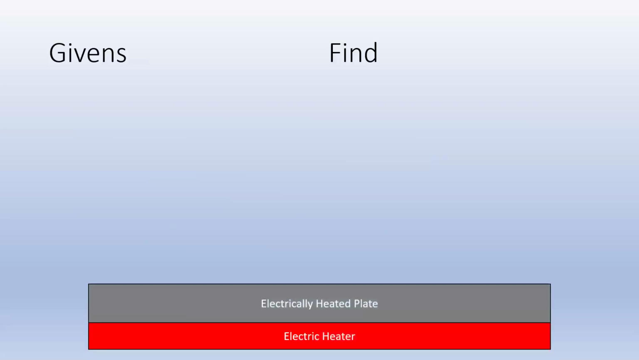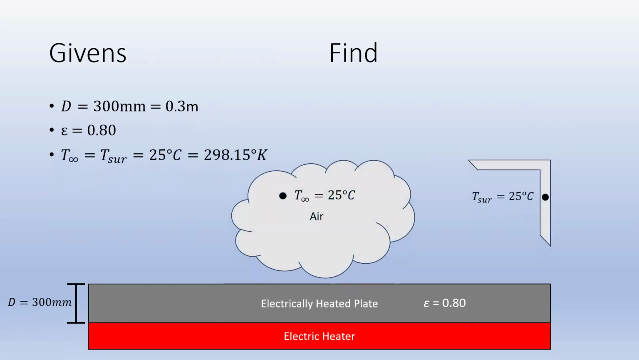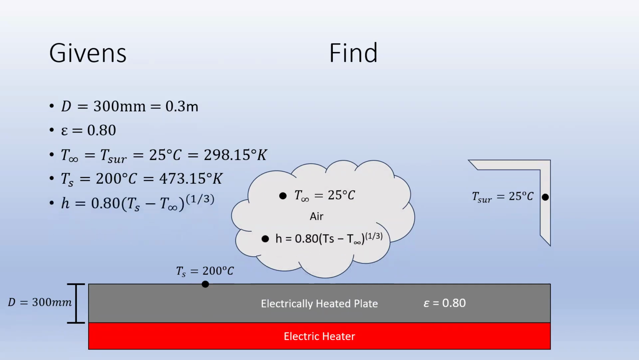First, we will start with our givens for the electrically heated plate, whose diameter is 300 millimeters, or 0.3 meters, and an emissivity of 0.8. The temperature of the air and walls is 25 degrees Celsius, and the surface temperature of the electrically heated plate is 200 degrees Celsius. Lastly, the convective heat transfer coefficient is H given by the equation before. And what we are trying to solve for is power, or P elect, needed to maintain a surface temperature of 200 degrees Celsius.